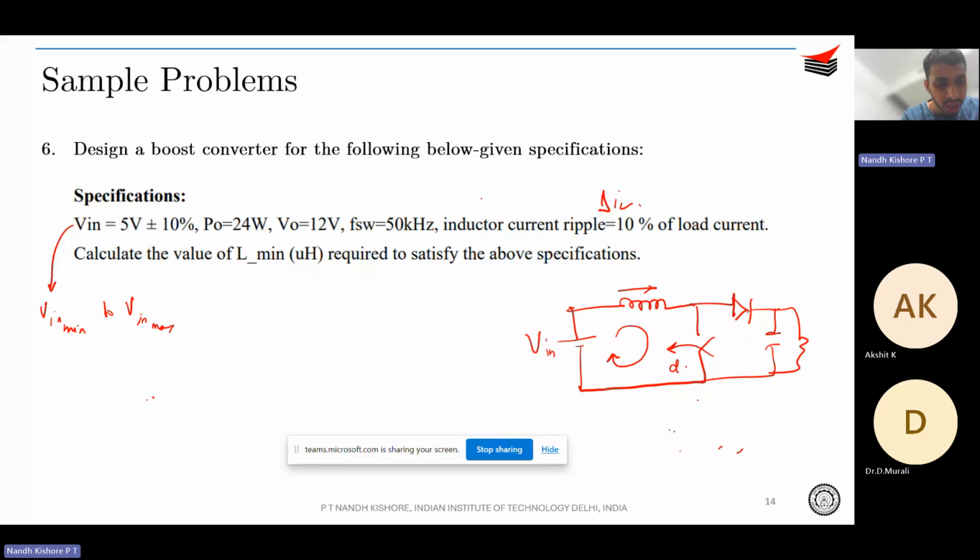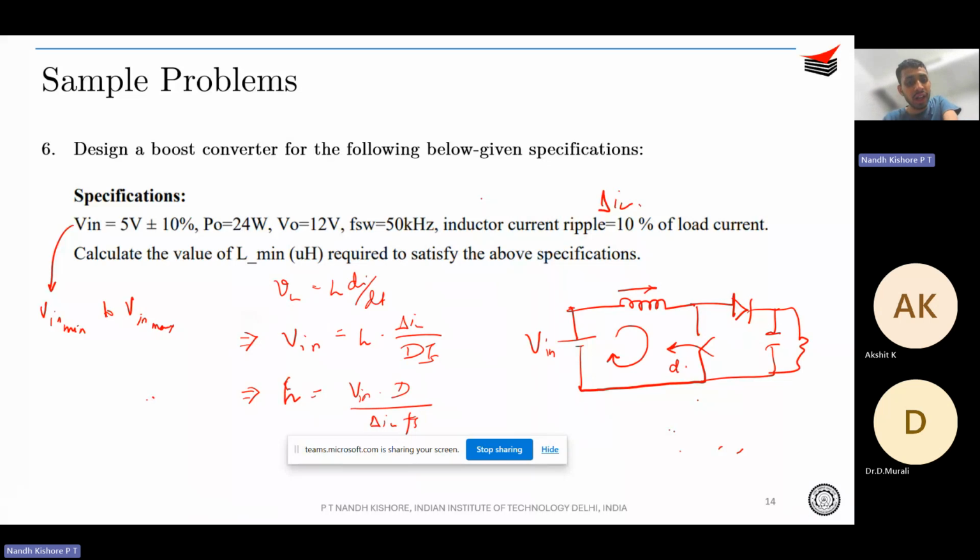If you apply the volt-second balance for inductor L, since VL is equal to L di by dt, you can write during the D period Vin is equal to L into delta IL divided by DTs. So what you get is L is equal to Vin into D divided by delta IL into Fs. This is something that we saw in the last week.